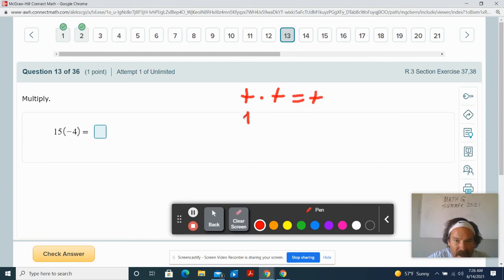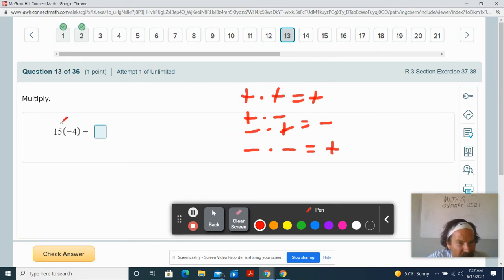A positive times a negative, or a negative times a positive, are always negative. So basically, if one of your signs is negative, your answer is going to be negative. And then the one that doesn't make sense at first, but eventually will: a negative times a negative. If you have a negative and you multiply it by another negative, it becomes a positive. So there are basically four types of problems you'll have.